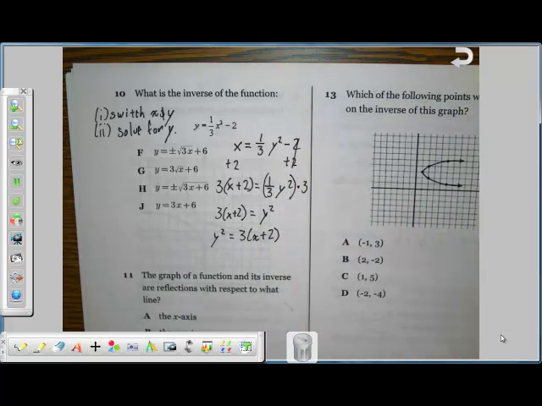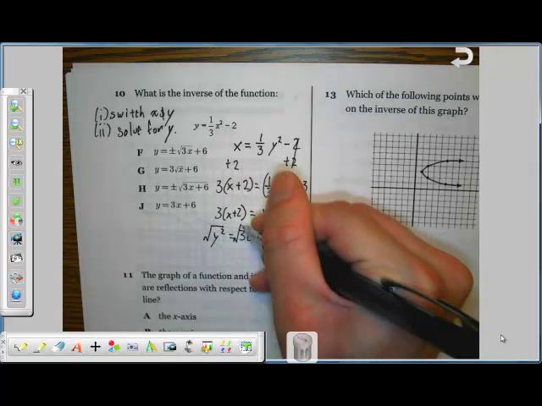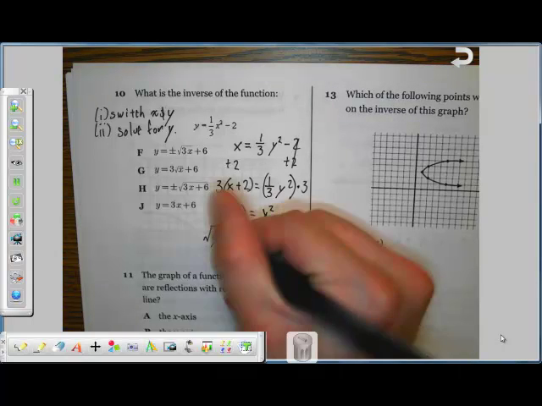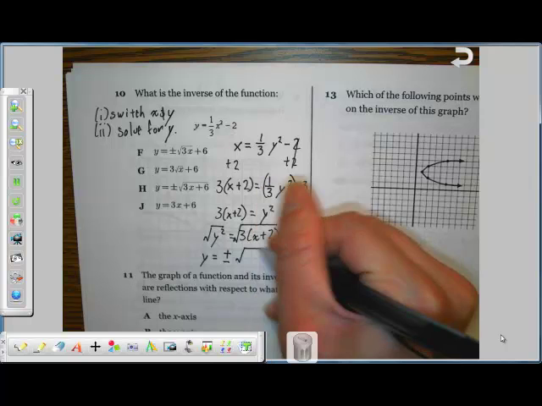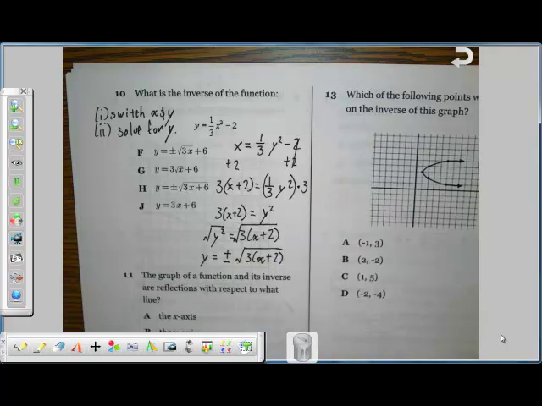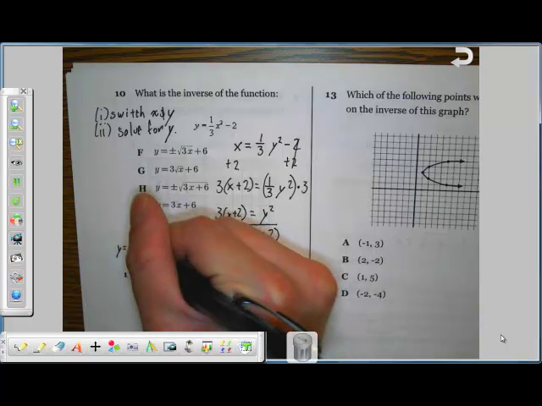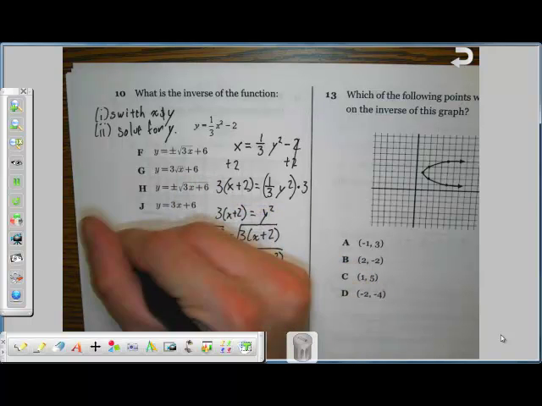The last thing I'm going to do is cancel the square. What cancels the square? The square root. Now, when you are taking the square root of y squared, you have to remember that you are going to have two solutions. You are going to have a positive solution, and you're going to have a negative solution. So that leaves us with y is equal to plus or minus the square root of 3 times x plus 2. Now, that is not listed in your choices, but you can distribute the 3. And so you clean that up just a little bit more and you say y is equal to plus or minus the square root of 3x plus 6. And that is your final solution.